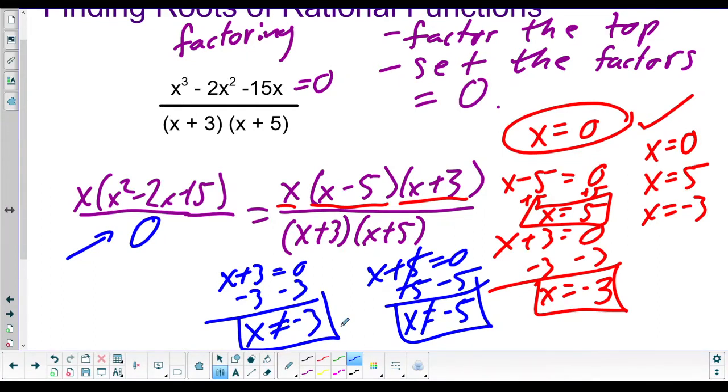X equals 0, not restricted. X equals 5. Here's negative 5, but those are different numbers. Negative 5 is way over here on the number line. There's 0. There's 5. They're different numbers, so don't worry about that. X equals negative 3, but x can equal negative 3. So this root is not a root because it's a restriction.